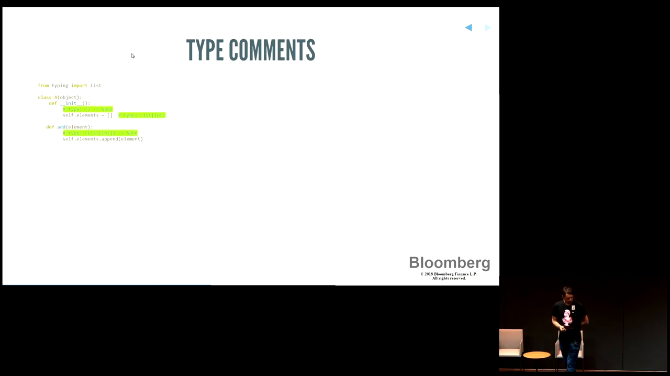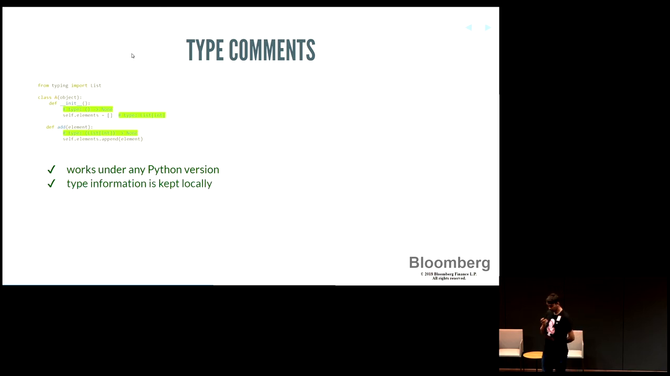So there are other ways to add them. One of the popular ways is using type comments. The good thing about type comments is that they were introduced in Python 1.0 or even before that, so it works on the older Python versions. The type information is still kept locally because you add your information right after the function or right beside the variable.